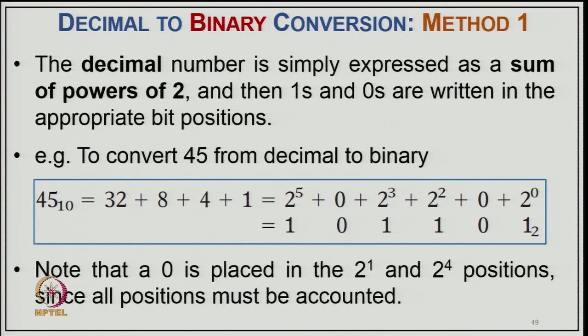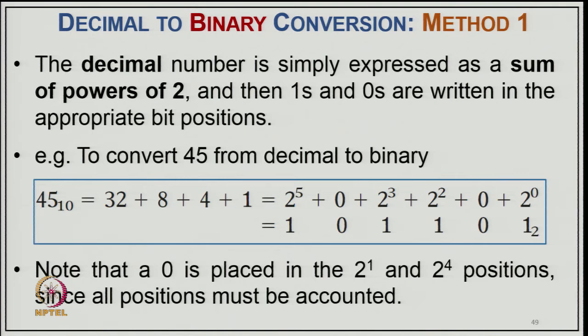For example, to convert 45 from decimal to binary, we express it as 1, then 4, then 8 and 32, and the bits start from 2 to the power 0, that is 1. Then 2 to the power 1 is 0, there is no bit corresponding to 2 to the power 1. Then we have 4, which is 2 to the power 2, so we have 1 here. Then 2 to the power 3, we have 8, so 1. We do not have 2 to the power 4, so that is 0, and of course we have 32, which is 2 to the power 5, that is 1.